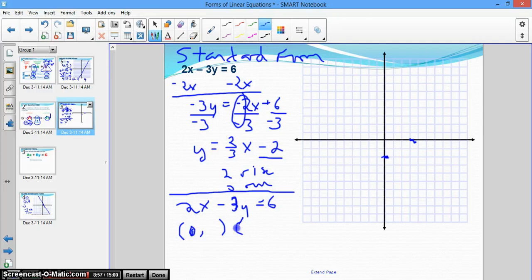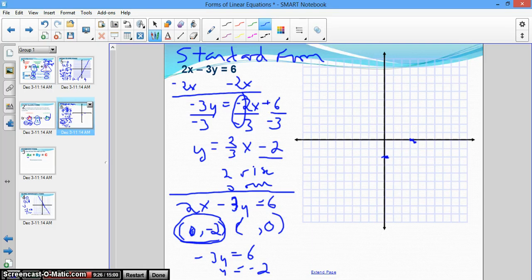And to do the x-intercept, we're going to do it just opposite and substitute in y of 0. So when we substitute in x of 0, we get negative 3y equals 6. So y equals negative 2. So we see our y-intercept is 0, negative 2. Exactly what we'd found earlier when we solved it as a literal equation.